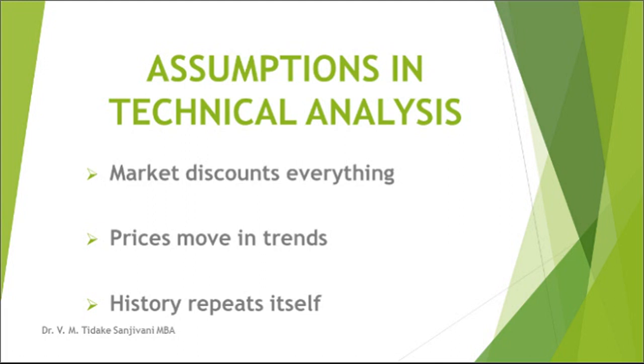history repeats itself. Technical analysis believes that if anything has happened in the past and if similar kinds of symptoms are seen in the future, then there is a possibility that the same thing would repeat which has happened sometime in the past. So, technical analysis believes that history always repeats again and again. So these are the three basic assumptions in technical analysis.